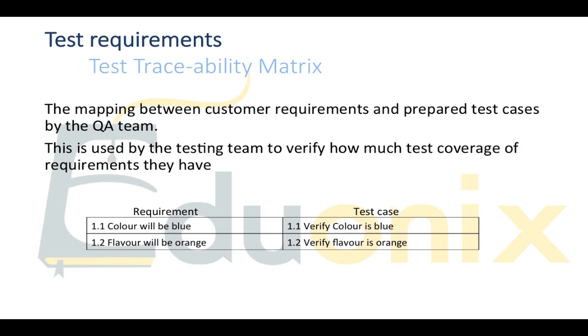Now, a test traceability matrix is the mapping between customer requirements and their prepared test cases by the QA team. It's used by the testing team to verify how much test coverage of requirements they have. So here we have requirements mapped against test cases.